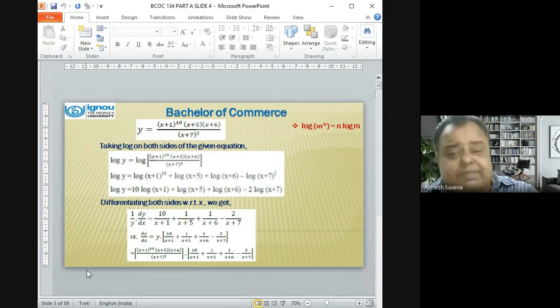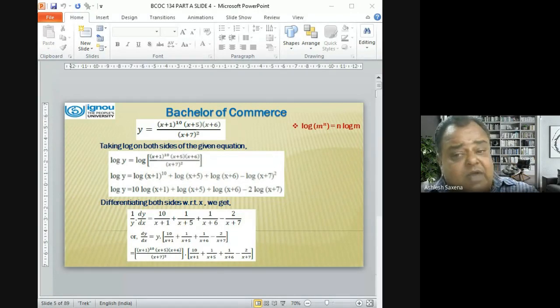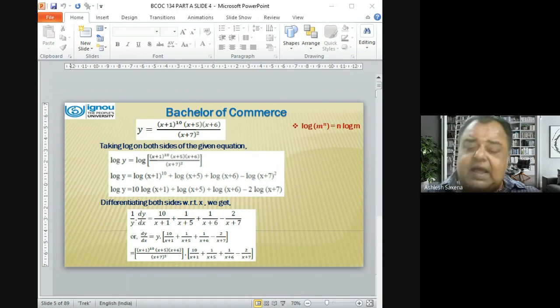In the next step, we will bring this 10 in front of log x plus 1. So it will become log y equal to 10 log x plus 1 plus log x plus 5 plus log x plus 6 minus, we will bring 2 in front of log x plus 7. It will become minus 2 log x plus 7. Now this is a linear form.